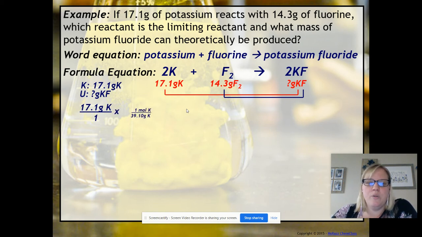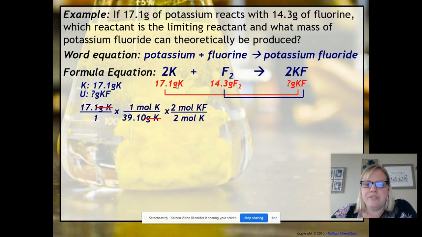All right, we need to use the molar mass to change our grams into moles, and the molar mass of potassium is 39.10. So go ahead and put that conversion factor in. We can cross off our grams of potassium. And now we need to use our mole ratio between potassium and potassium fluoride. And as you can see, it's a 2-to-2 ratio. So I'm going to go ahead and pop that in. 2 moles of potassium fluoride are produced for every 2 moles of potassium that are used.